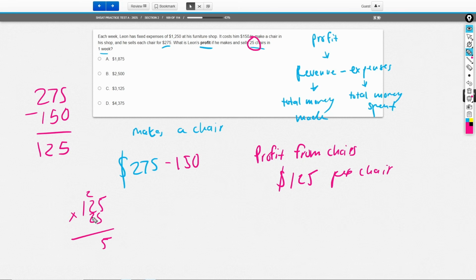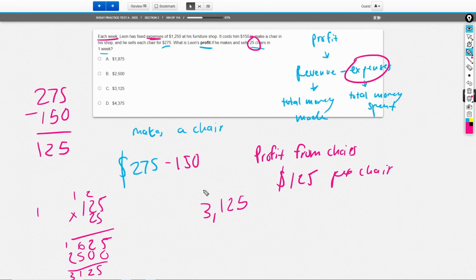That's 5, that's 2, that's 2, that's 1, that's 6, that's 0, that's 0, that's 1, that's 5, and that's 2. So 5, 2, 1, 1, 3. So that means he made $3,125 from the chairs. But remember that each week he has a fixed expense. Remember, expenses have to be taken away from our profit. So far, this is how much we made from the chairs minus how much money we had to spend to make the chairs. So now, regardless, he has to give away like $1,000 in rent. So this is the profit that he made from the chairs, right?